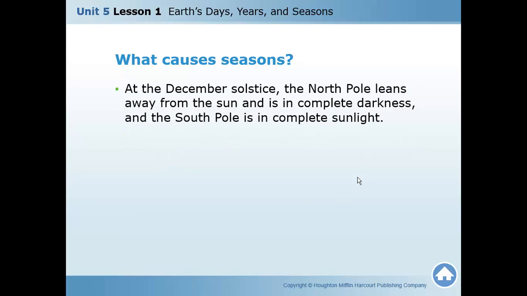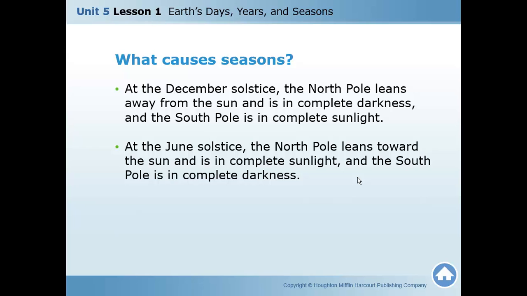At the December solstice, or the winter solstice, the North Pole leans away from the sun. We're in the northern hemisphere, so we're away from the sun, and it's in complete darkness in the North Pole. The South Pole is at its point in which it's in complete sunlight because it's summertime in the South Pole, December. At the June solstice, or the summer solstice, the North Pole leans toward the sun. It's in complete sunlight, and the South Pole is in complete darkness because it's leaned away from the sun.